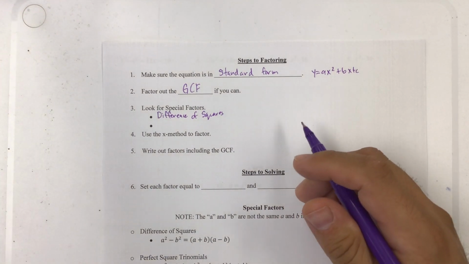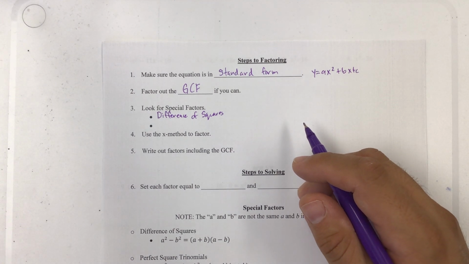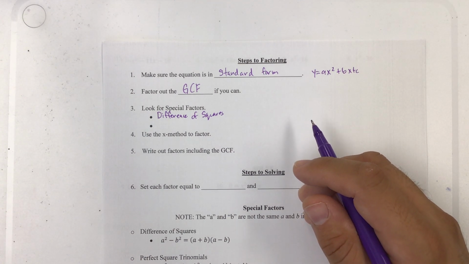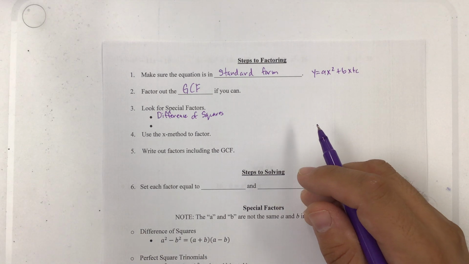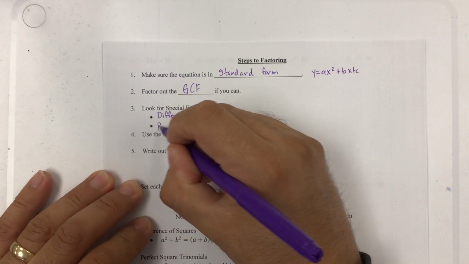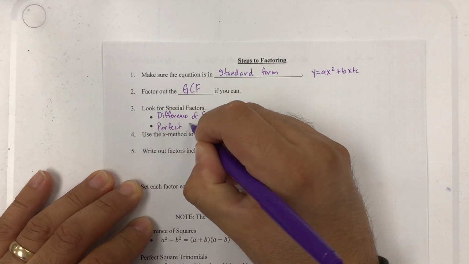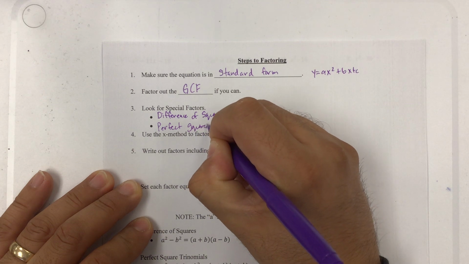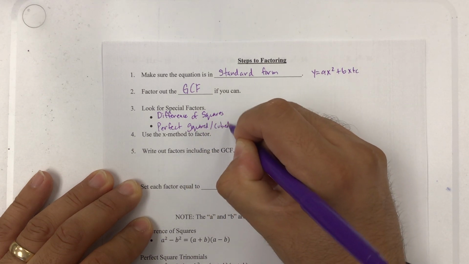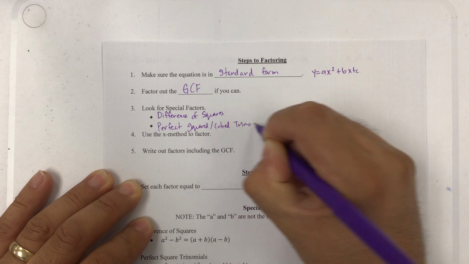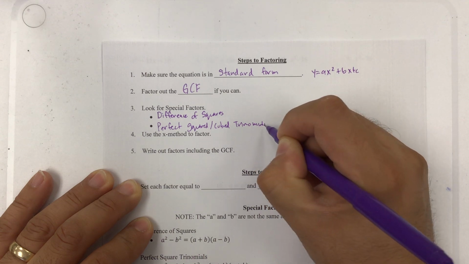And then we have the sum and difference of perfect square trinomials, perfect squared slash cubed trinomials. And we'll talk about these later on.